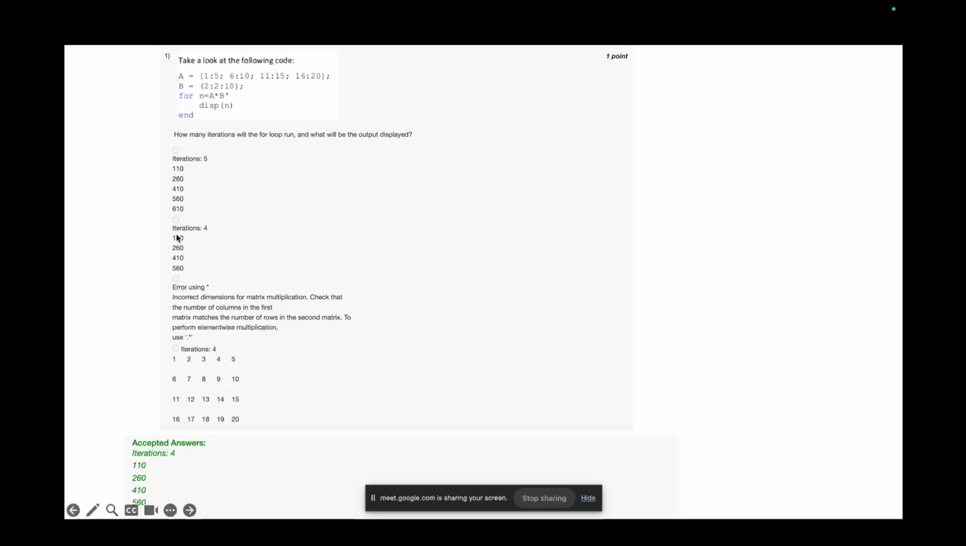This is the result of that matrix basically. So in the first row, you'll get 110. Second, you'll get 260. Third, 410, and 560. So yeah, this is correct. Whoever answered it, good job.